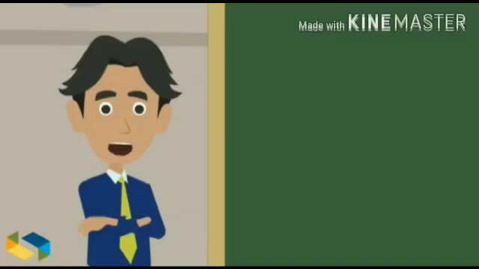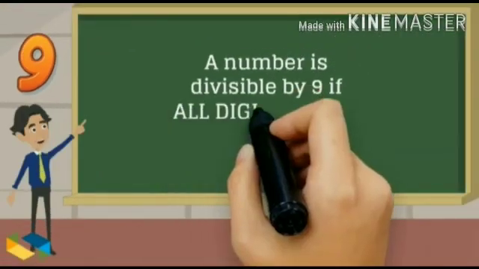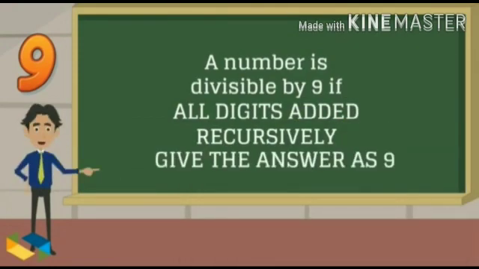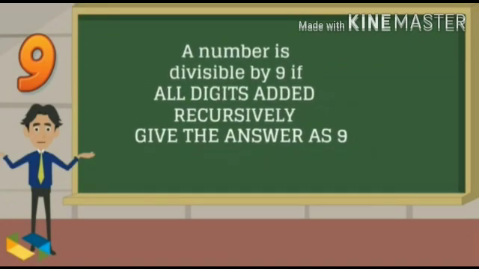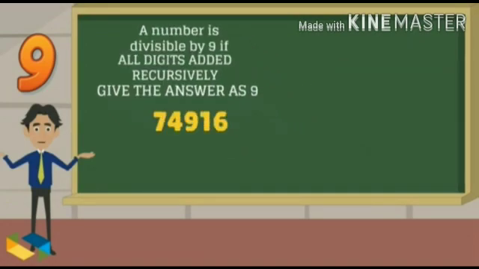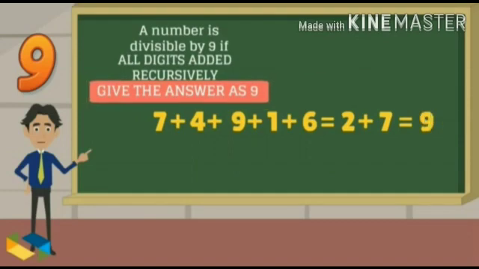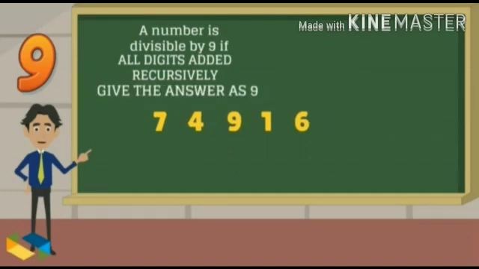The divisibility rule for number 9 is interesting. Here, you keep adding digits recursively, and if you get the number 9 itself in the end, the number is divisible by 9. Take this big number, 74,916, for example. Add all its digits up, you get 27. Now add 2 and 7 to get 9. So 74,916 is divisible by 9.